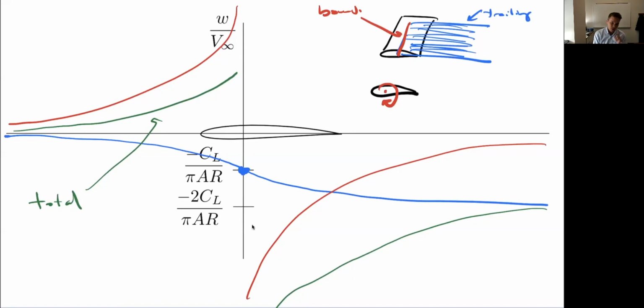So fortunately, though, this still works for computing induced drag. It does mean that my induced velocity is actually wrong, right? It's not actually just CL over pi aspect ratio. I'd have to include that bound vortex, but the induced drag that we calculated is still correct.